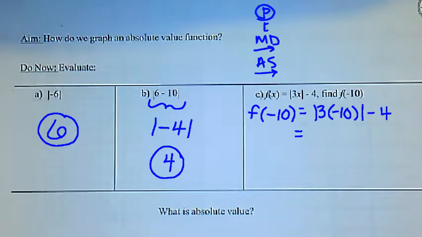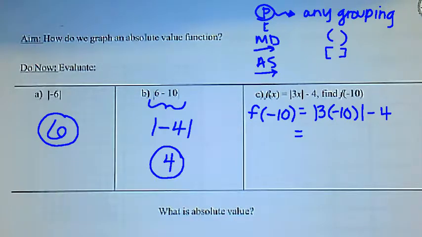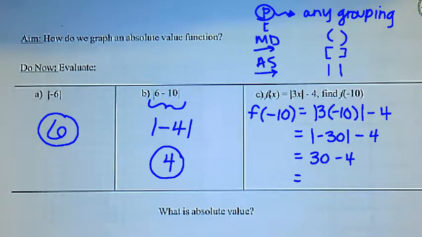But this P right here can be any grouping. Okay, whether it's parentheses, brackets, or absolute value. These are all different types of grouping, and we always do these first. So I'm going to multiply 3 times -10, so I get -30. And then before I do the subtraction, I'm actually going to take the absolute value. So I get 30 minus 4, which equals 26.